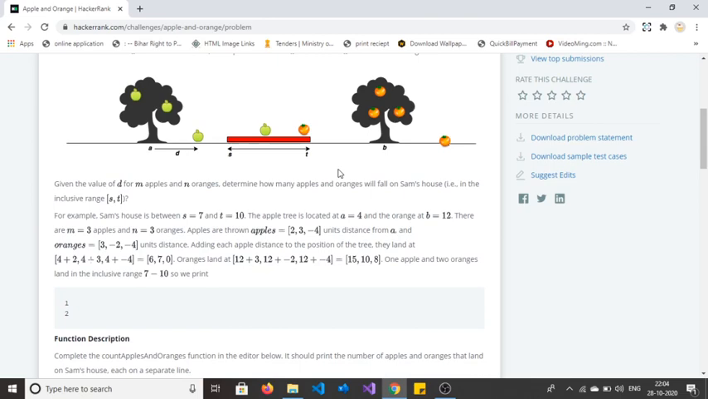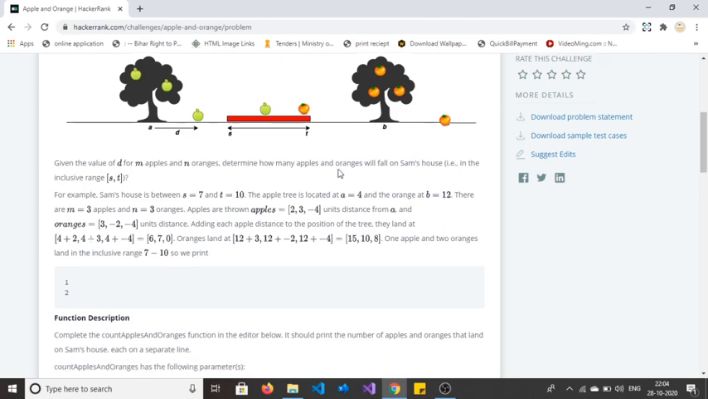Given the value d for m apples and n oranges, determine how many apples and oranges will fall on Sam's house, that is, in the inclusive range of S and T. For example, Sam's house is between 7 and 10. The apple tree is located at position A equal to 4 and the orange tree at position B equal to 12. There are M equal to 3 apples and N equal to 3 oranges. The quantity of apples and oranges is the same.